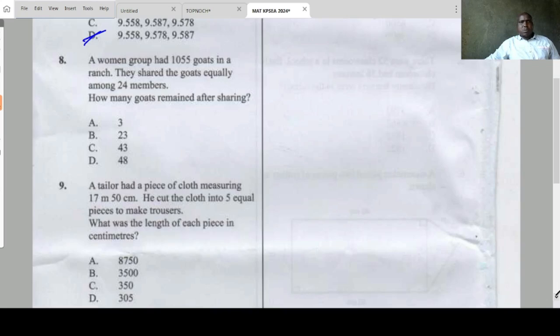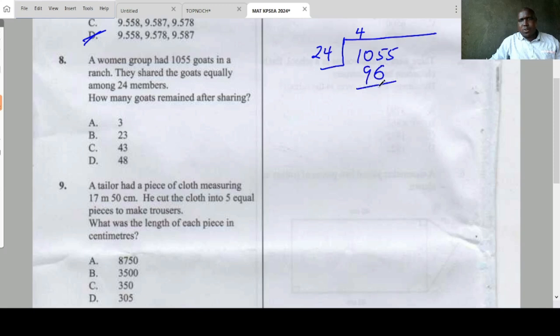A women's group had 1055 goats in a ranch. They shared the goats equally among 24 members. How many goats remained after sharing? So sharing, that is dividing. So let's divide. There were 24 and they had 1055 goats. So take 4. 4 times 24 is 96. So we remain 15. Bring down 1 from 10, 15. 15 minus 96 gives 95.